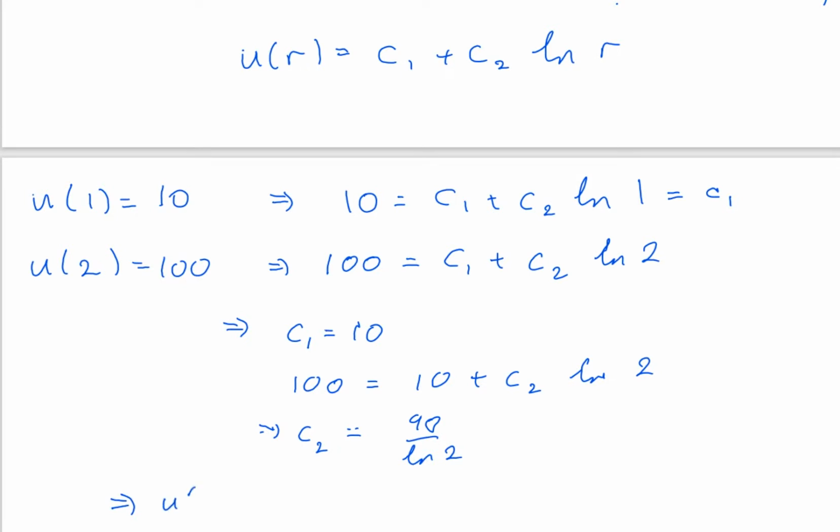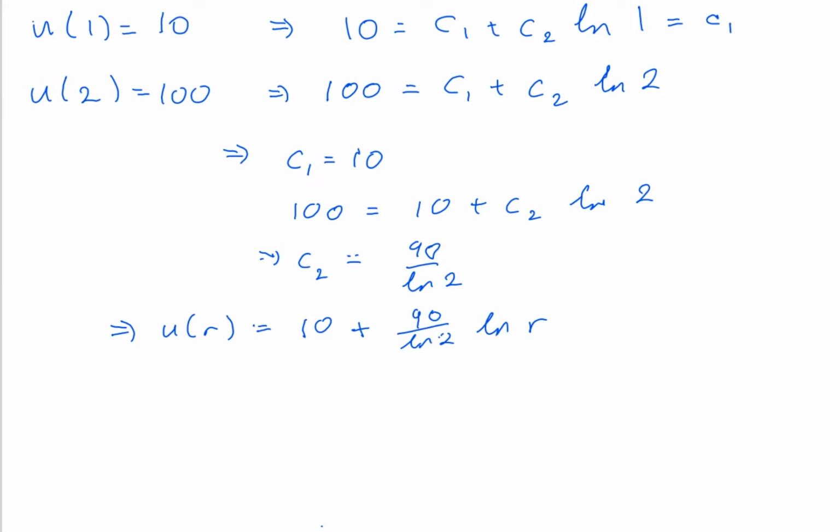So I get the temperature distribution, U of r is equal to 10 plus 90 over log 2 times log r. So there's the solution. U of r equals 10 plus 90 over log 2 times log r. I'll have a go at sketching the graph of that. R goes from 1 to 2. Temperature goes from 10 at this end to 100 at this end. And in between it follows the course of a constant plus 90 over log 2 times log r.